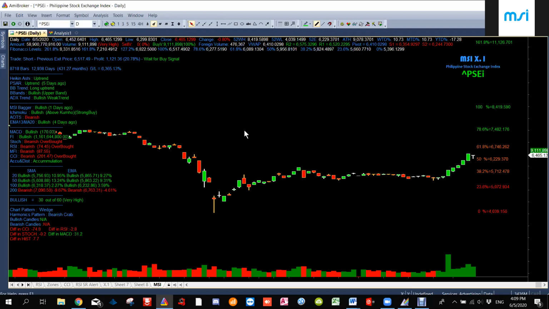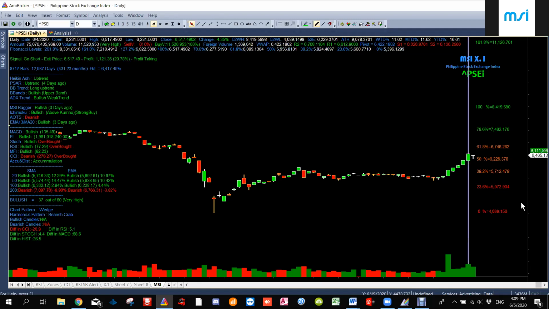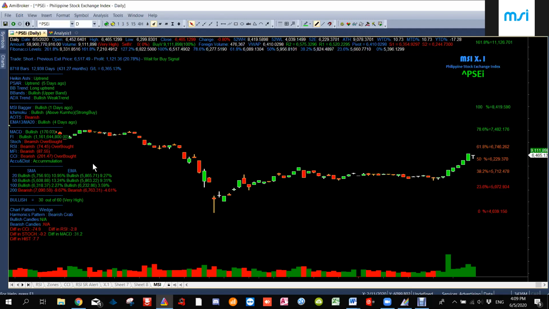Ayun. Next one is we have the MFI or the money flow indicator. Ito lang yung nagsasabi na the money are coming in or coming out. Okay. So up and down trend lang din siya. As you can see currently the MFI ng PSE is still down. So that could support your analysis ng ADX na weak pa yung trend niya.